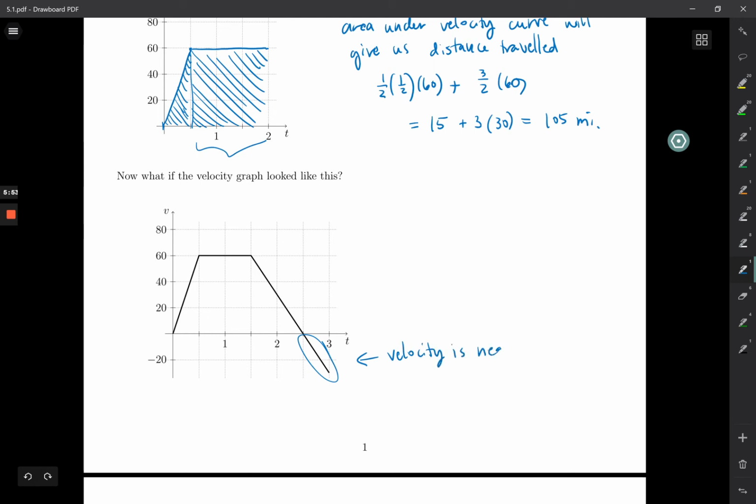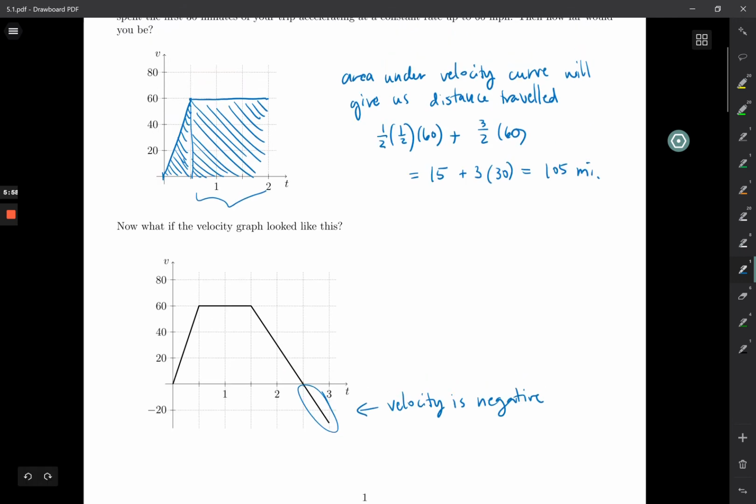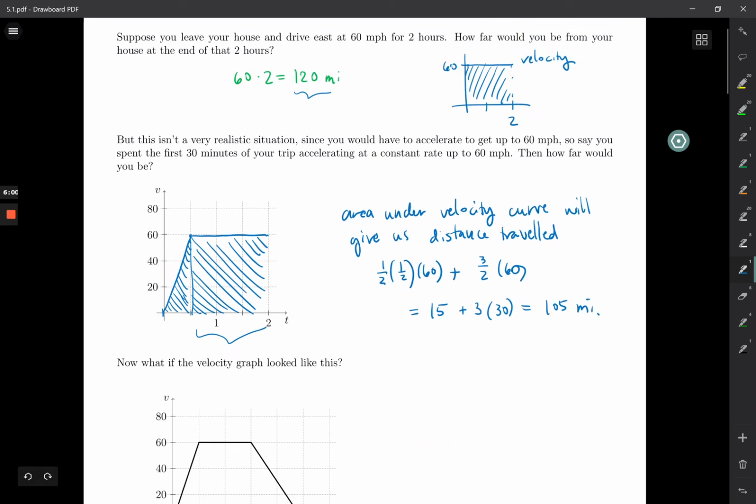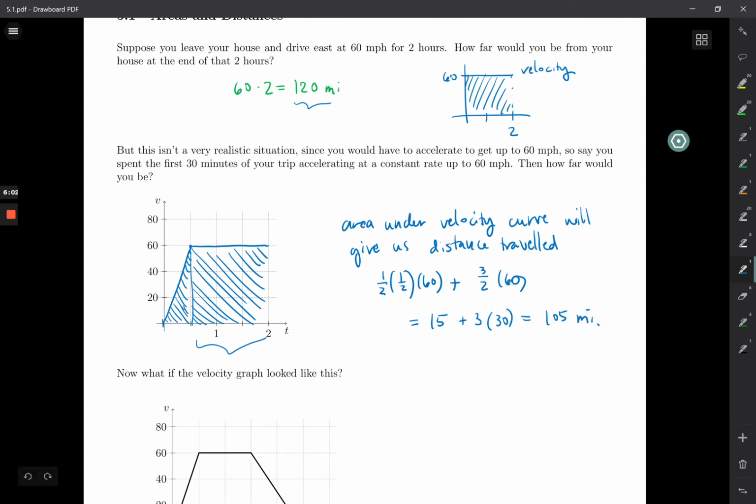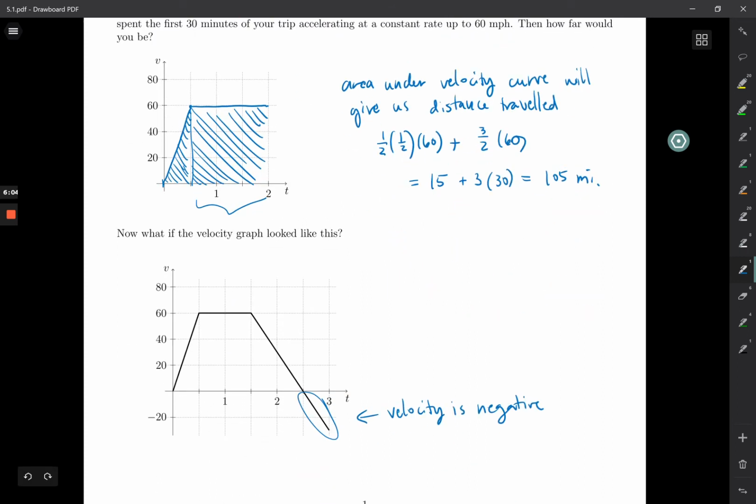In this case, in the context of this problem, it means that you're traveling back towards home. So you started off traveling away from your house. The velocity being negative means you've turned around and are going back in the other direction.